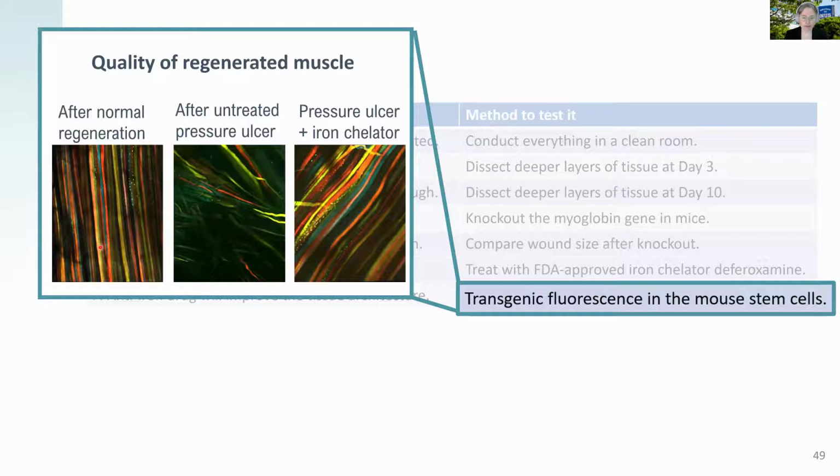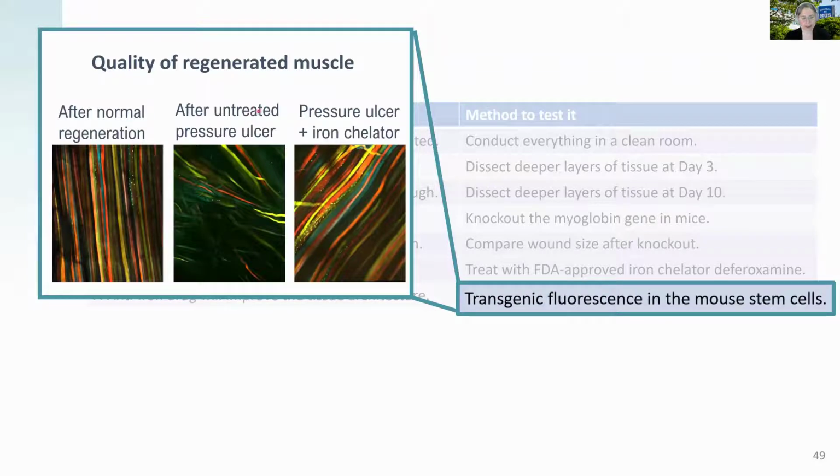fluorescence transgene, the transgenic mouse, is a multicolor rainbow fluorescence. So you can see that certain myofibers came from one stem cell with the little green dots, and certain myofibers came from a stem cell with the red or a stem cell with the blue. It's a way of seeing the regenerative territories of the stem cells.